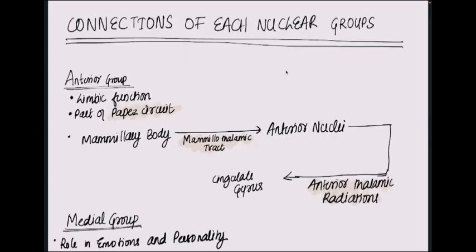Coming to the connections of each nuclear group. First is the anterior group. The anterior group contains a single nucleus known as the anterior nucleus. It is mainly limbic in function, and it is part of the Papez circuit. The afferents to the anterior nucleus comes from the mammillary bodies through the mammillothalamic tract. The efferent goes to the cingulate gyrus through the anterior thalamic radiations.